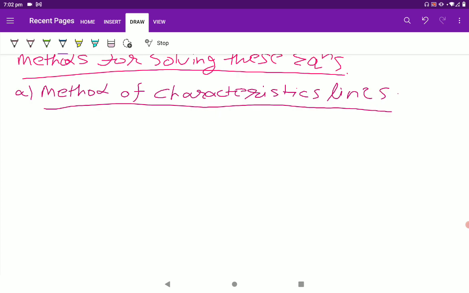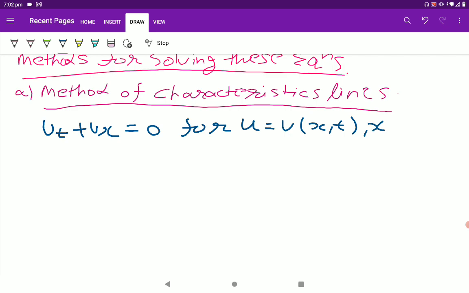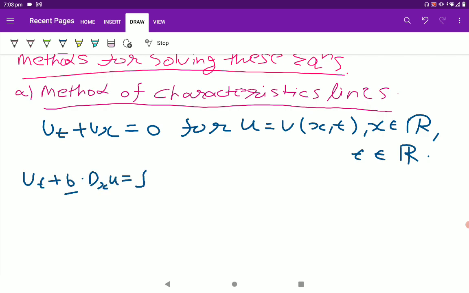In the simplest form, we have the transport equation written as u_t + u_x = 0, for u a function of x and t, where x is a real number and t is a real number. In a more general form, this equation can be written as u_t + b · D_x u = f. This is the representation of the more general form of the transport equation.